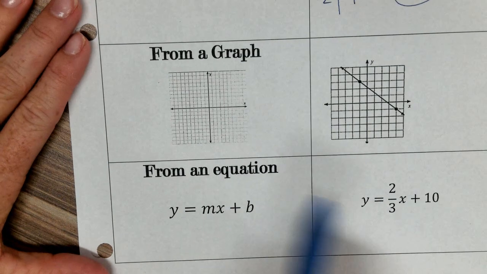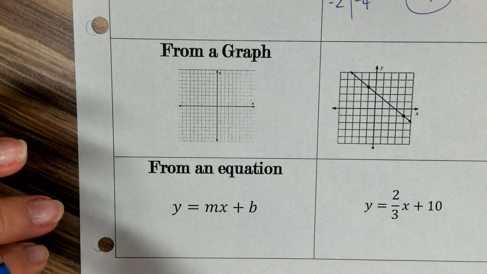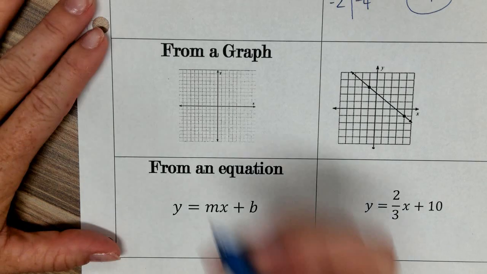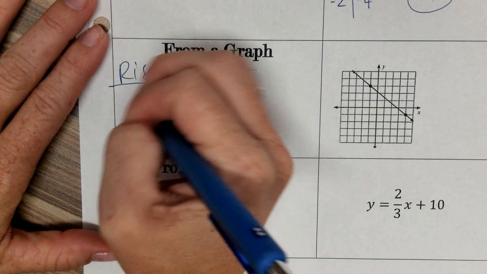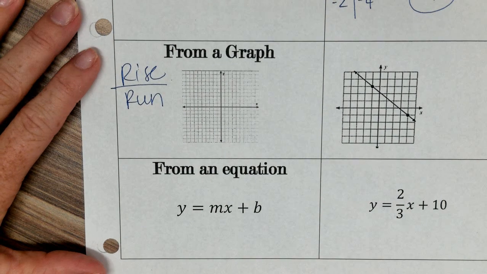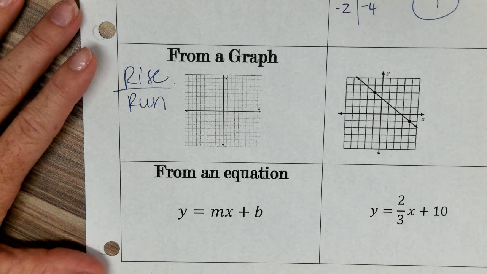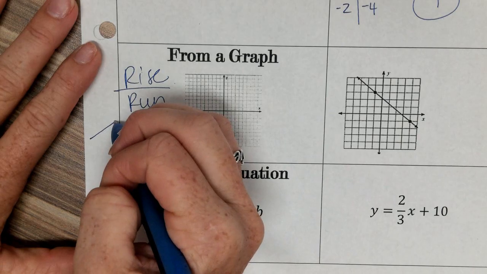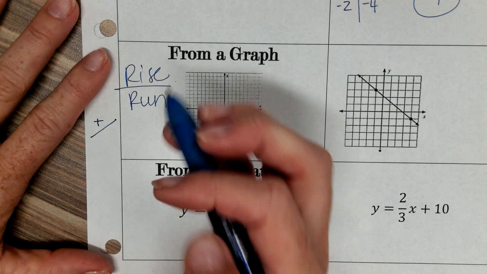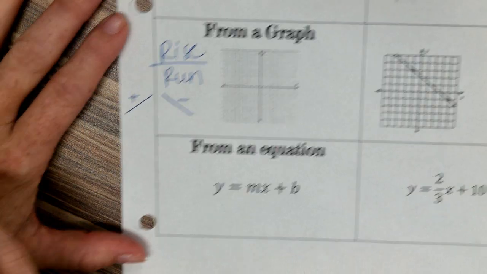All right, how do we find slope of a graph? I'll give you all a hint. Everybody look at me. Rise over run. Write it down. Rise over run. But if you're going to do rise over run, you better remember slope dude. Going up from left to right is puff, puff, positive. Going down from left to right is nice, negative.